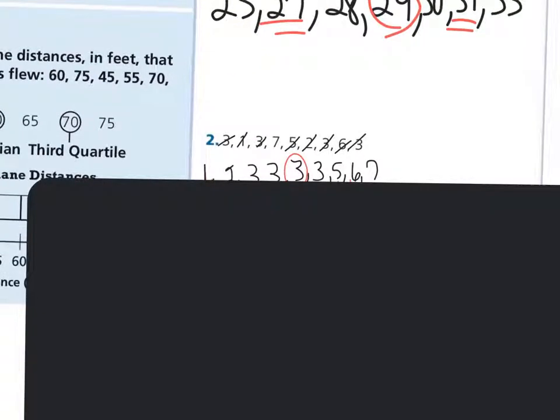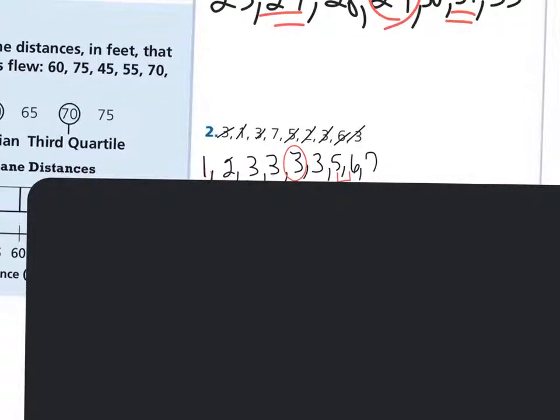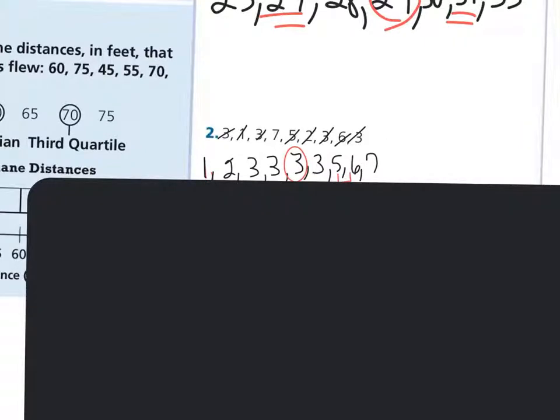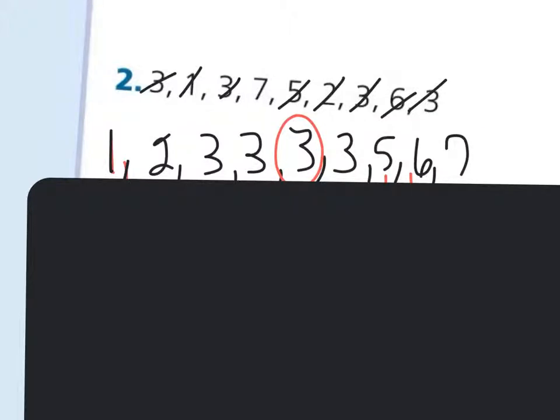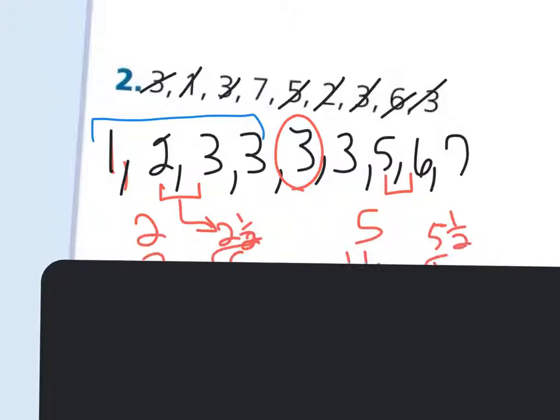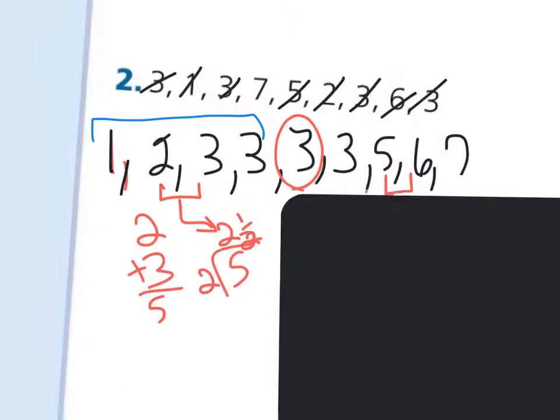Number 2, similar idea. This time we have 9 numbers, so put them in order first of all, and we have a definite middle number, which is 3. Below that, we have 4 numbers, so we actually have 2 middle numbers that are below. Okay, again, just looking at the 1, 2, 3, 3 here. So the 2 middle numbers are 2 and 3, so we have to average those out, add those and divide by 2, which would be 2.5.